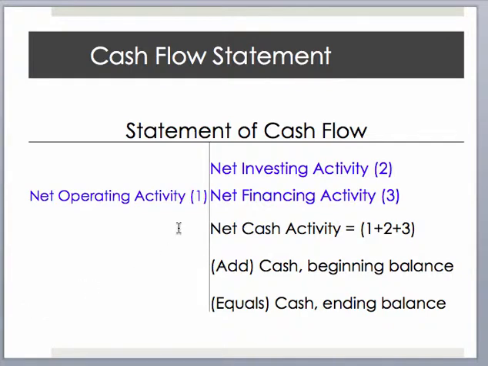Now here's the good thing about the statement of cash flows. We know the answer before we begin this statement. Net cash activity should equal the change from one year to the next in the cash account. So if the cash account has increased $10,000, then the net of operating, investing, and financing must equal an increase of $10,000. Once we're done there, we then add the cash beginning balance, and that will equal the cash ending balance on the balance sheet.